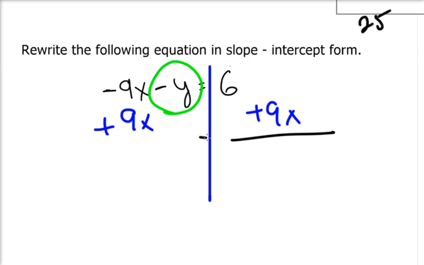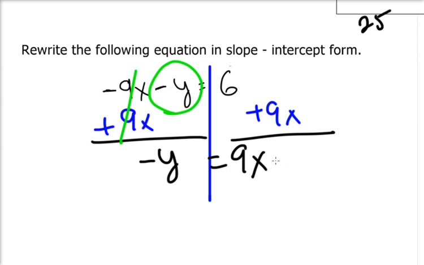Okay, so on the left side of the equation, this simplifies. Negative 9x plus positive 9x is 0. And all that we have on the left is this negative y. So I'm just going to write it one more time, and that's equal to positive 9x plus this other number, plus 6.